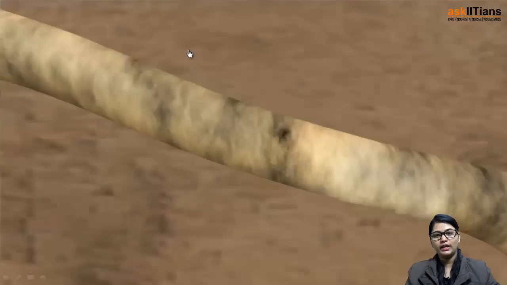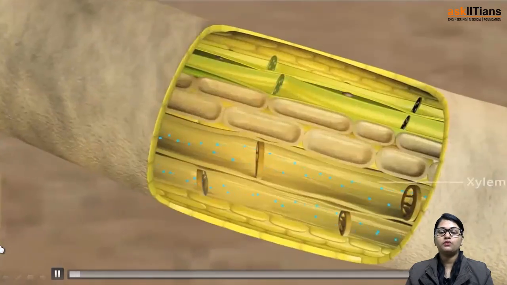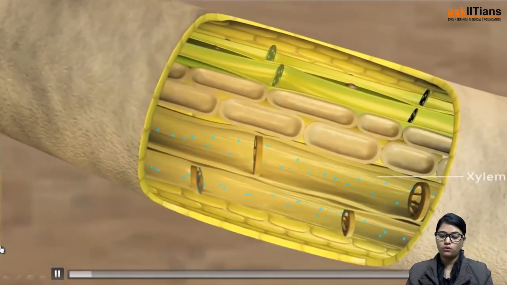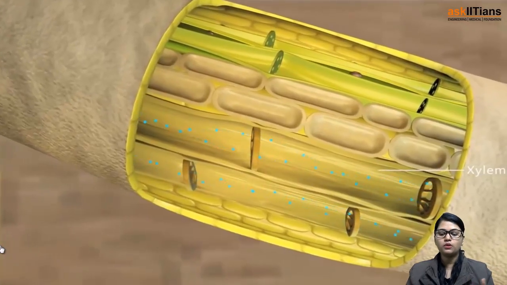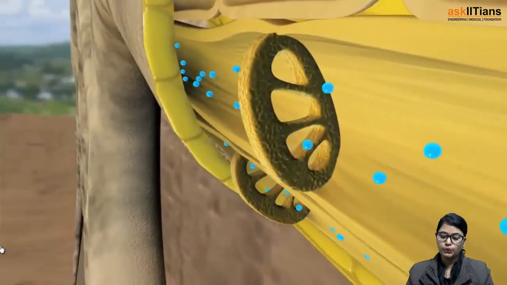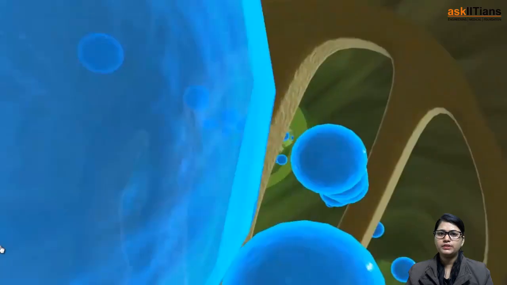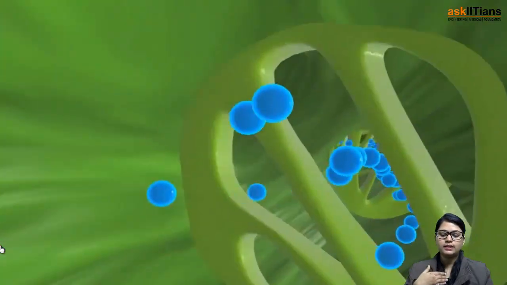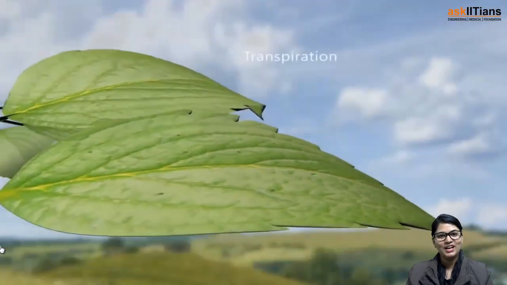Now, I'll explain this process of transpiration with the help of a video. This video will help you to understand transpiration in a simple and quick way. This is a mesophyll cell. The xylem consists of long, narrow, hollow tubes containing no living material. The xylem transports water and soluble minerals from root to other parts of the plant, and only about 95% is being utilized, and the rest is being lost through stomata with the process known as transpiration.